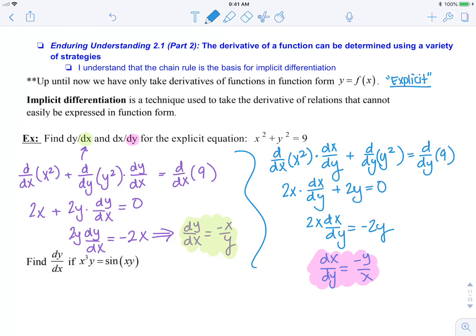But ultimately, we want to show that you can take the derivative with respect to more than one variable. It is not always x.